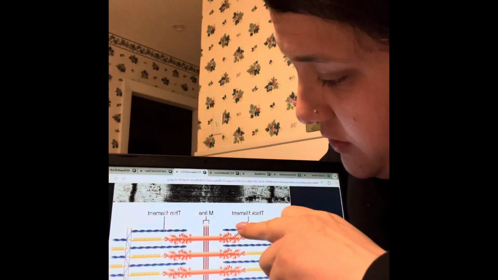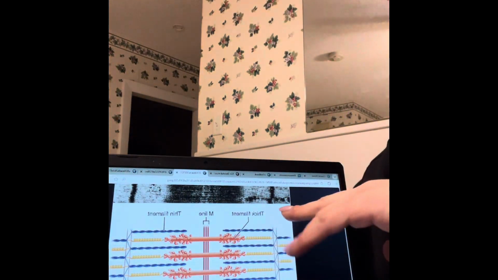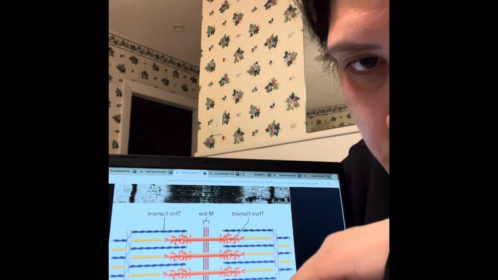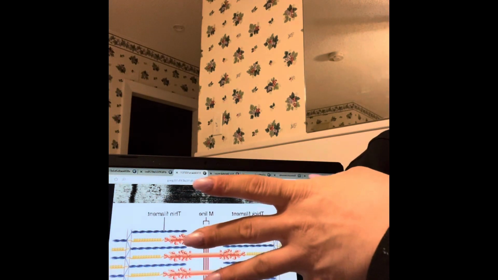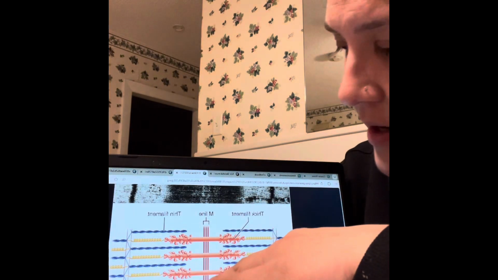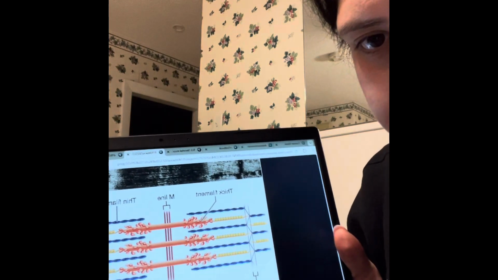The thin filaments will slide toward the M line. So that's what is actively happening in the sarcomere during contraction. The A bands do move together, but they don't actually shorten. So if you can see.